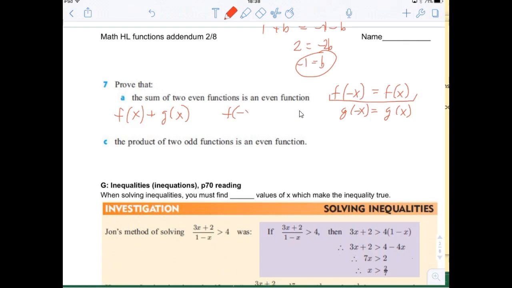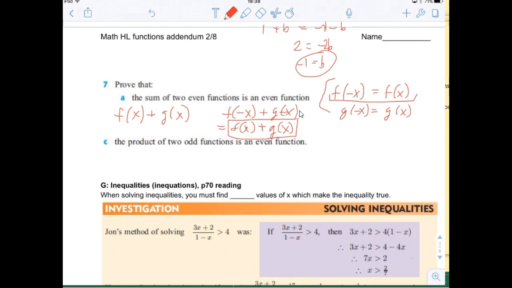If we put negative x into f and negative x into g, we're going to end up with that. But we have here on the side two relationships which tell us that f of negative x and g of negative x are equal to f of x and g of x respectively. So we can rewrite it as that. Basically what we found is that the opposite x value, when plugged into the sum of these two even functions, gives you the original two even functions added together. Remember, that is the characteristic of an even function: when you put in the opposite of x, you get the same thing out. So therefore, it's proven.